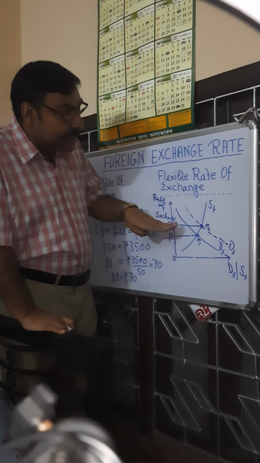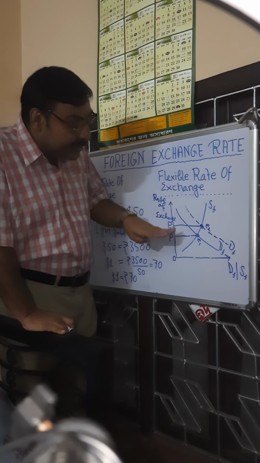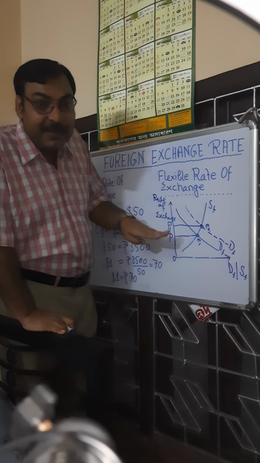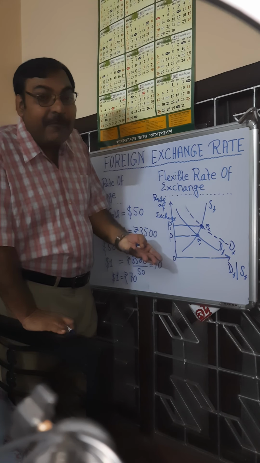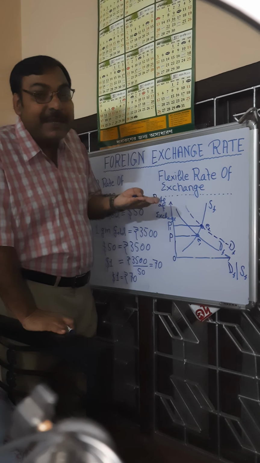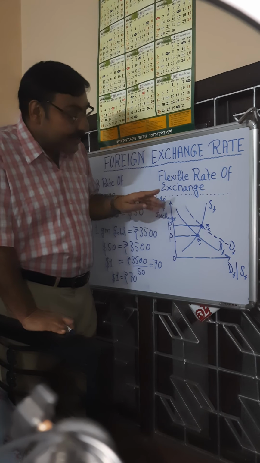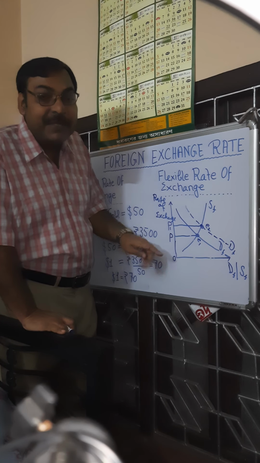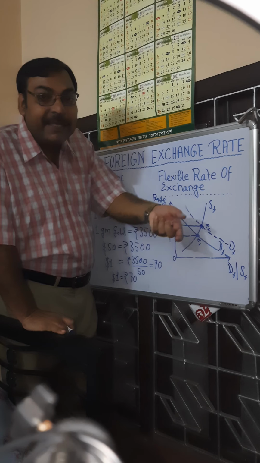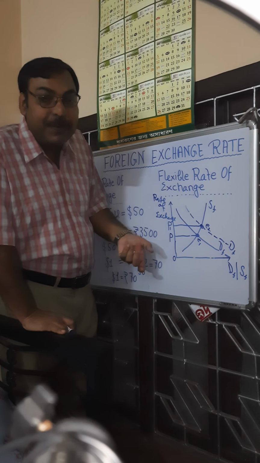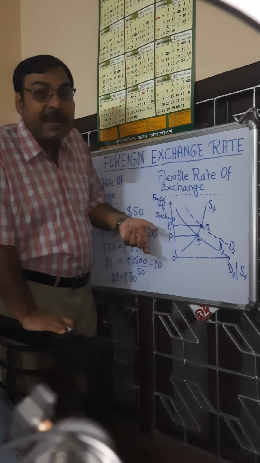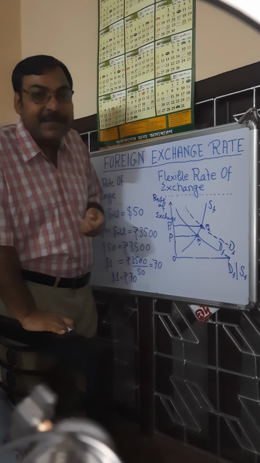Similarly, if the foreign exchange rate is falling, is lower, that means the value of domestic currency has increased. A fall in the foreign exchange rate means fewer rupees have to be paid against the dollar. So the purchasing power of domestic currency, the rupee, has increased. It is called appreciation of domestic currency.